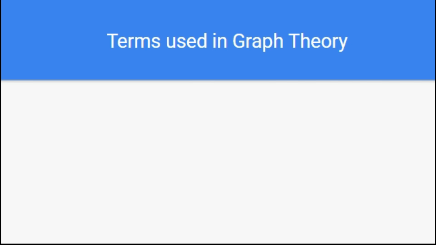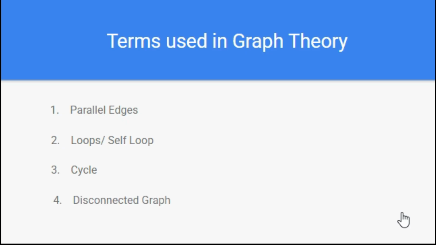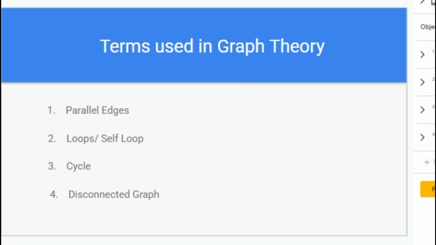So in this video we are going to discuss some of the basic terms that we are going to use, and I would like you to understand these basic terms first and then we can move ahead with our algorithm. Okay. In this video particularly we are going to discuss parallel edges, loops, which are also known as self loops, and one more term, that is cycle, and one is disconnected graph. So these are the four terms that we are going to use in our next video. So we are going to discuss these four terms.